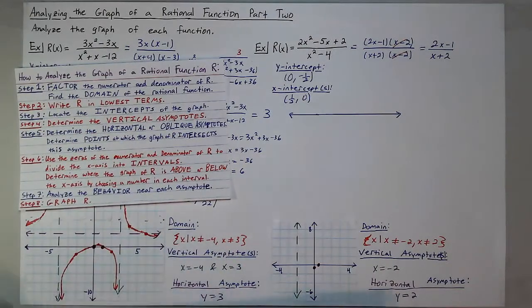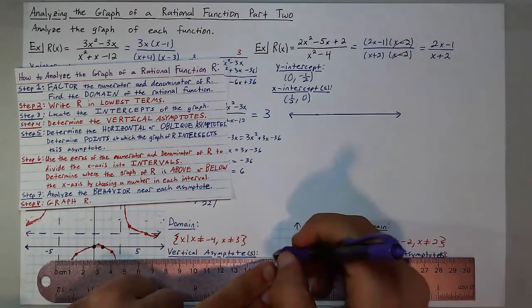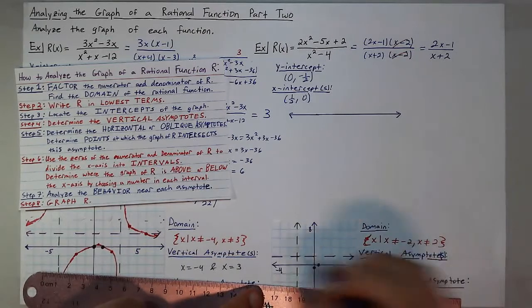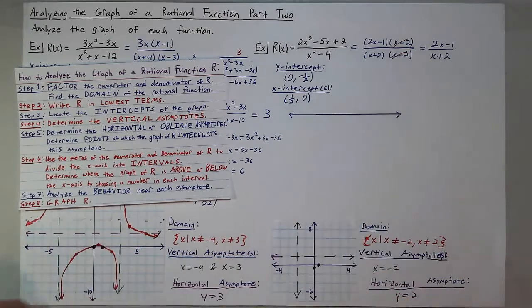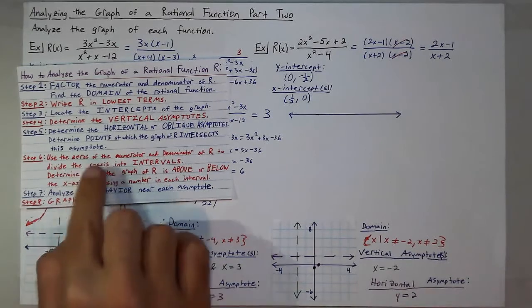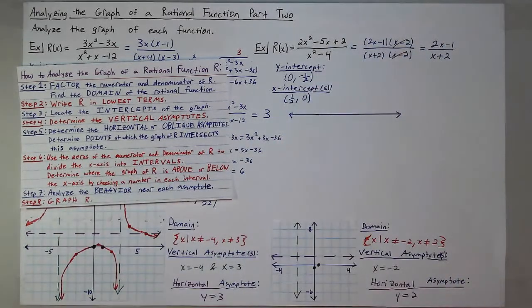So let me draw that in. So that'll be right here on the first tick mark since I'm counting by 2's. And now I will split up my interval using the zeros from the numerator and the denominator, which there are only a few here.